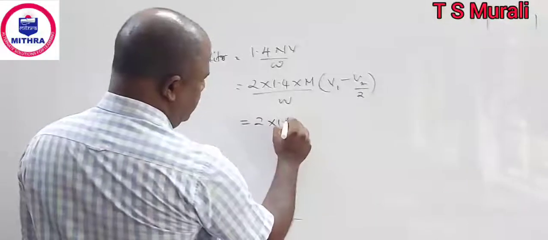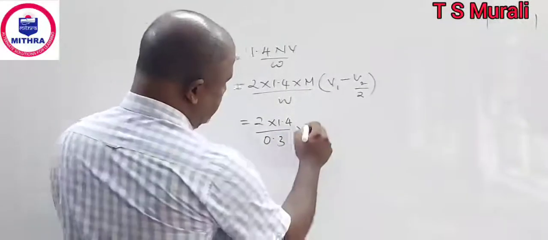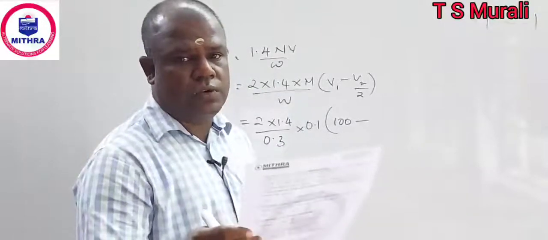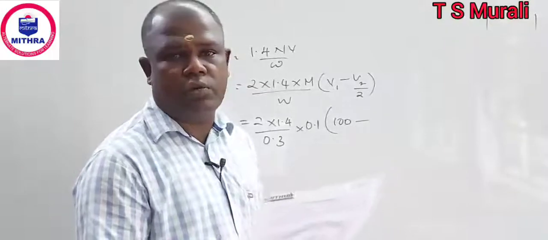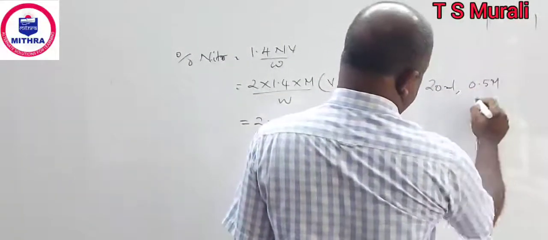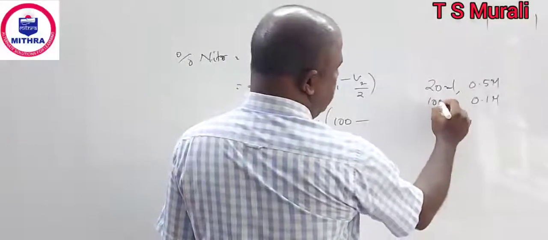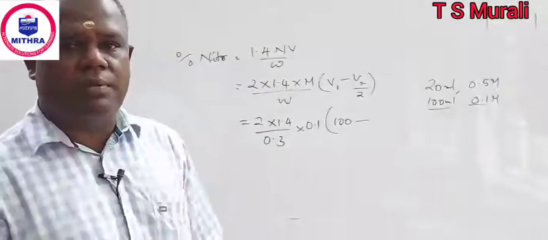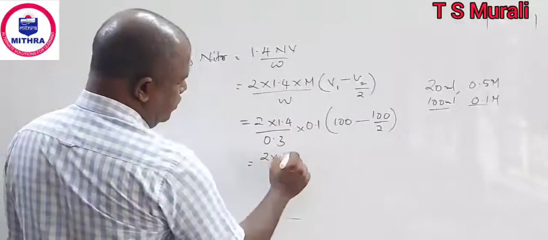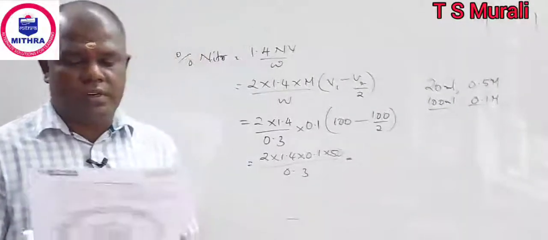You find the answer. 2 into 1.4 divided by weight of organic compound, which is given as 0.3 gram, into molarity of sulfuric acid, that is 0.1, into 100 is the volume of sulfuric acid, minus. There is a problem in the molarity of NaOH, because 0.5 is given in the question, but the sulfuric acid is 0.1 molar. So you have to make it uniform. So 20 ml of 0.5 molar NaOH, I am converting this 0.5 to 0.1 molar. So concentration becomes 1 by 5. So automatically volume becomes 5 times, which means it becomes 100 ml. So instead of 20 ml 0.5 molar, we have to take it as 100 ml 0.1 molar. So instead of V2, again 100 by 2. So 100 minus 50, 50. So 2 into 1.4 into 0.1 into 50 divided by 0.3. You tell me the answer. So that is Kjeldahl's method. You find the answer and tell me.